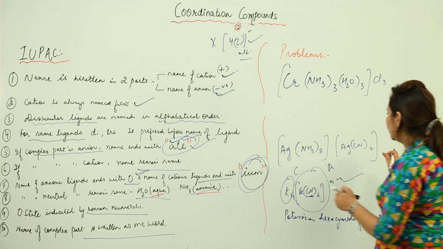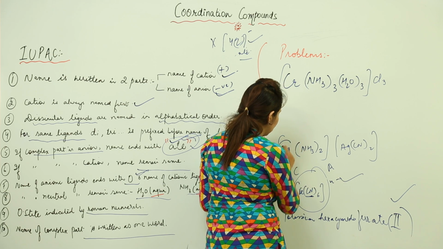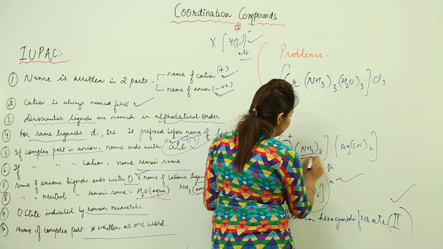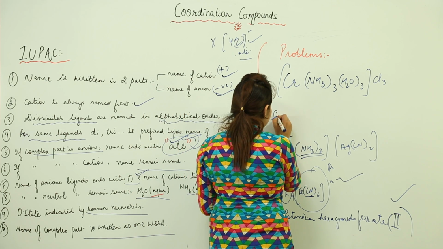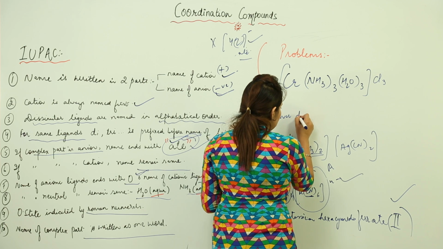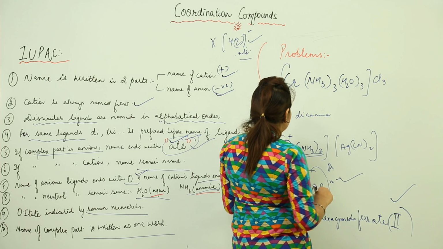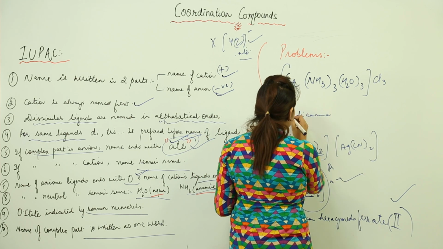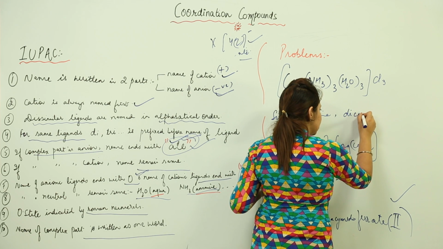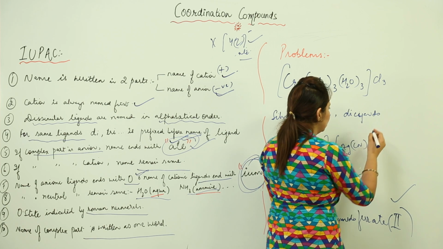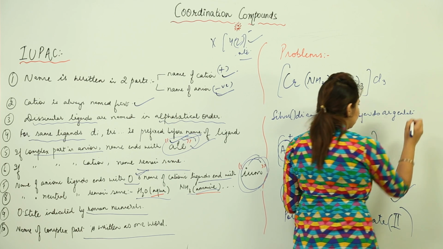Likewise, we will take this one also in a similar way. Here it is going to be a positive part and a neutral part, right? So how will we do it? We will write silver, diammine, because it is a neutral molecule, right, and then followed by the oxidation state here itself, followed by dicyanido, like this.